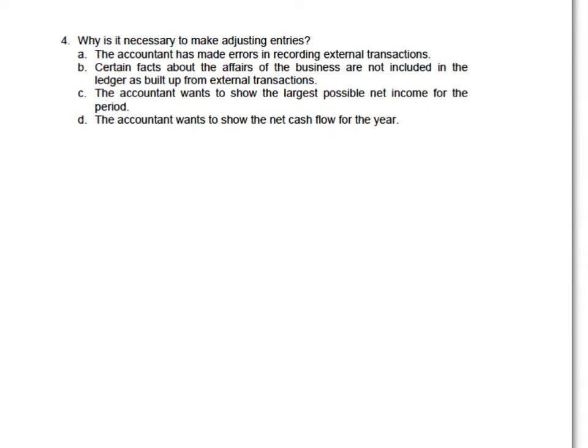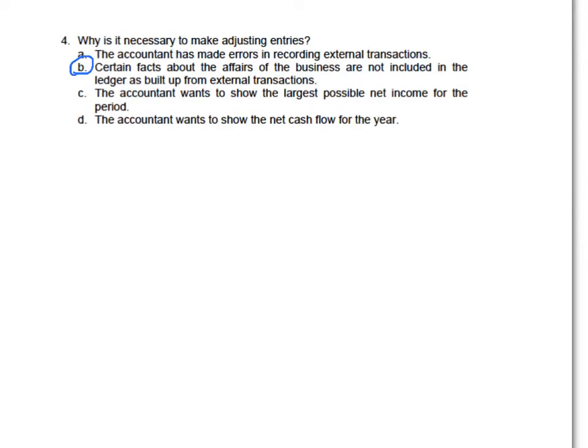And D says the accountant wants to show the net cash flow. Well, no, that's not true. What we're doing this for is the accrual basis, not the cash basis. The accrual basis is what records revenues when earned and expenses when used up. So I think the best answer here is going to be B. Certain facts about the affairs of the business have not been recorded, so let's get it done.